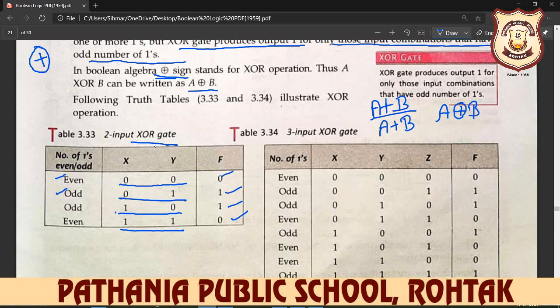But when you have 3 inputs, how do you draw the truth table of 3 variables? Same as before: write 0, 4 times 0, then 4 times 1. Again you write double 0, double 1, double 0, double 1, then 0, 1, 0, 1, 0, 1.